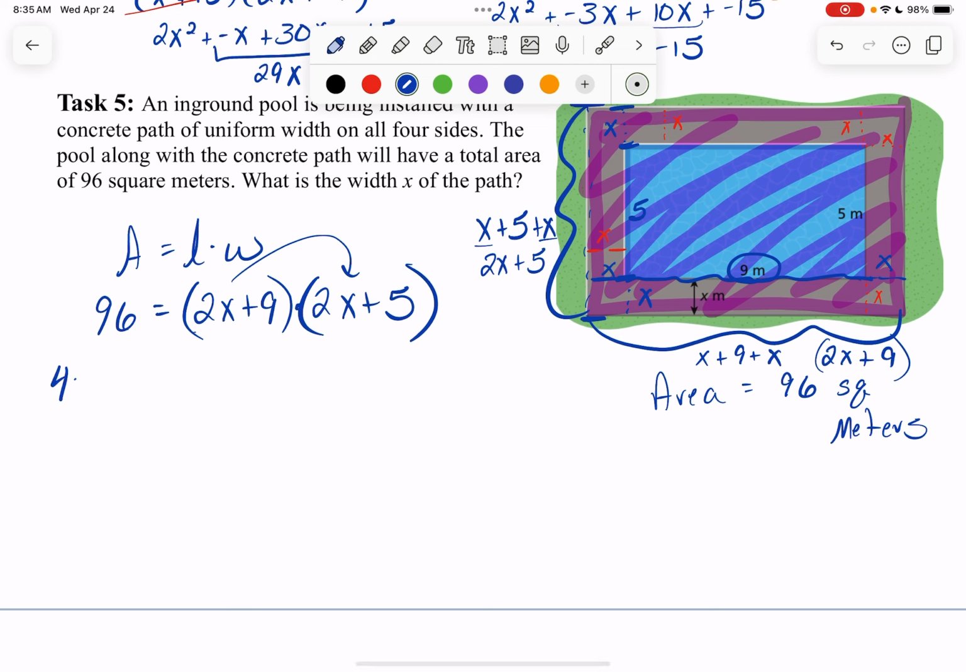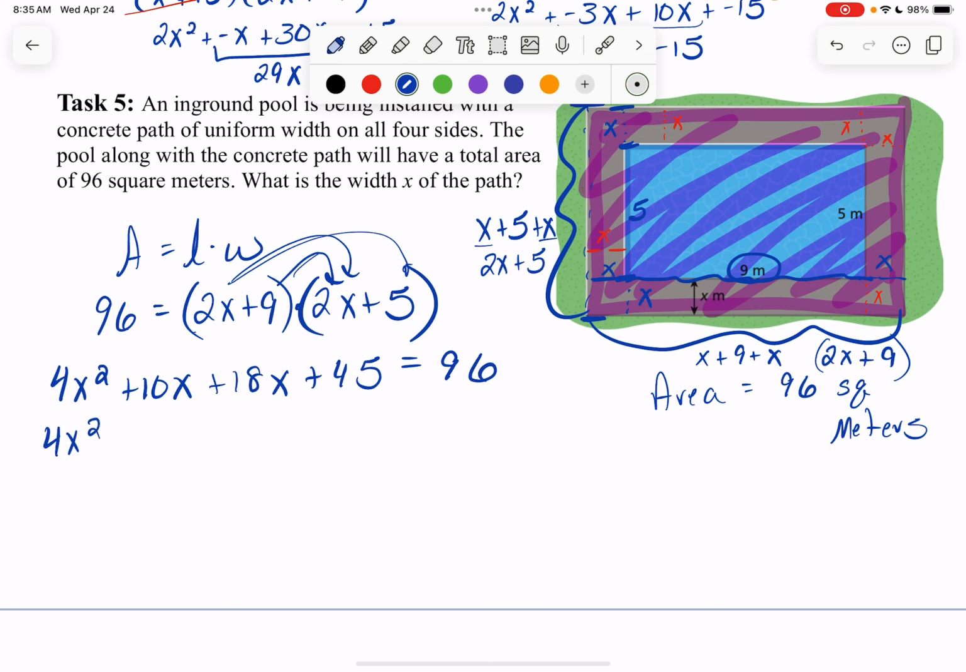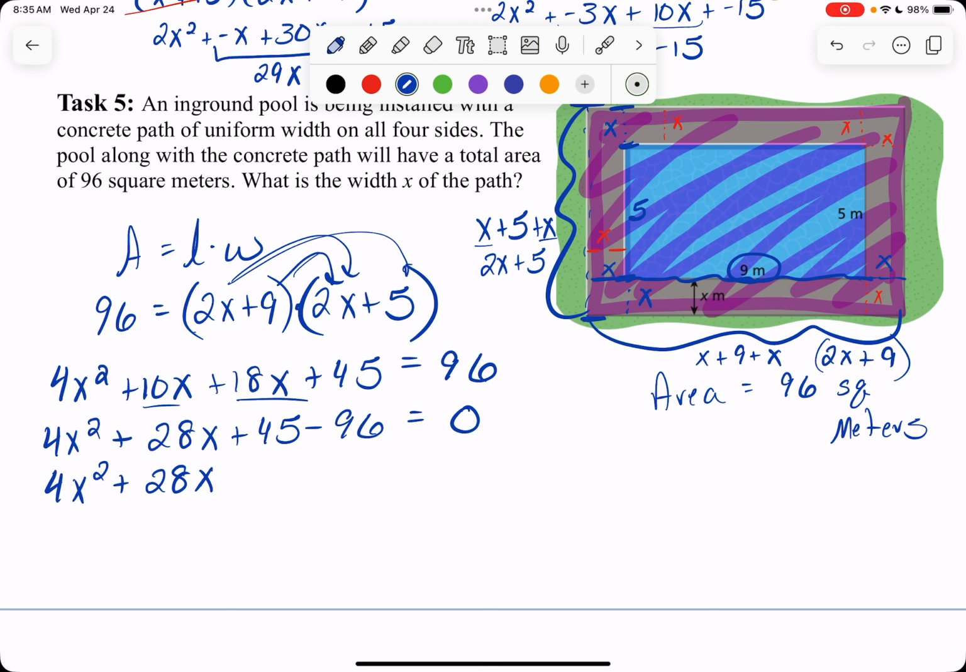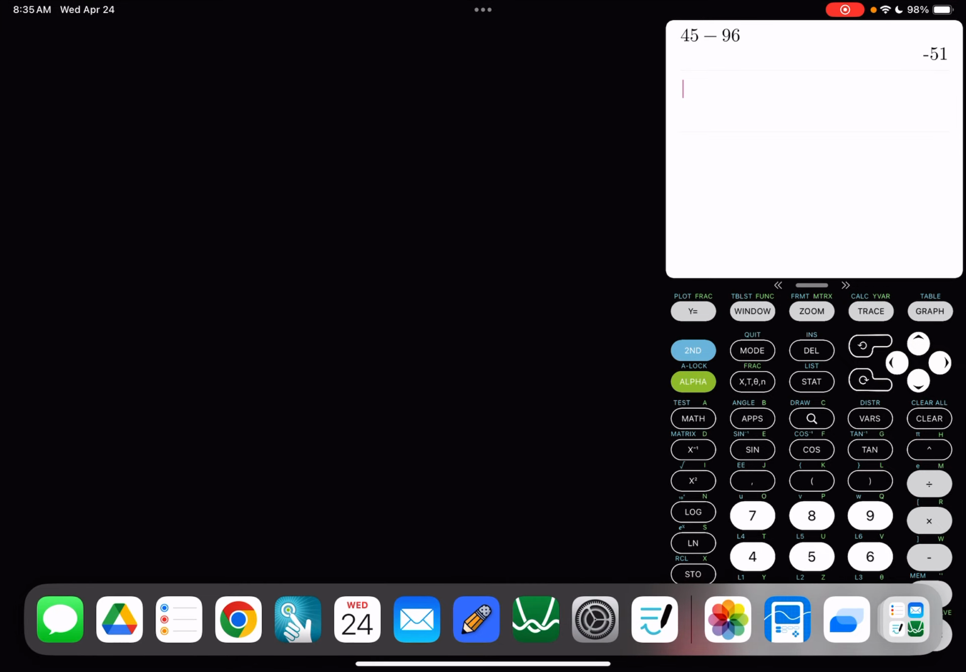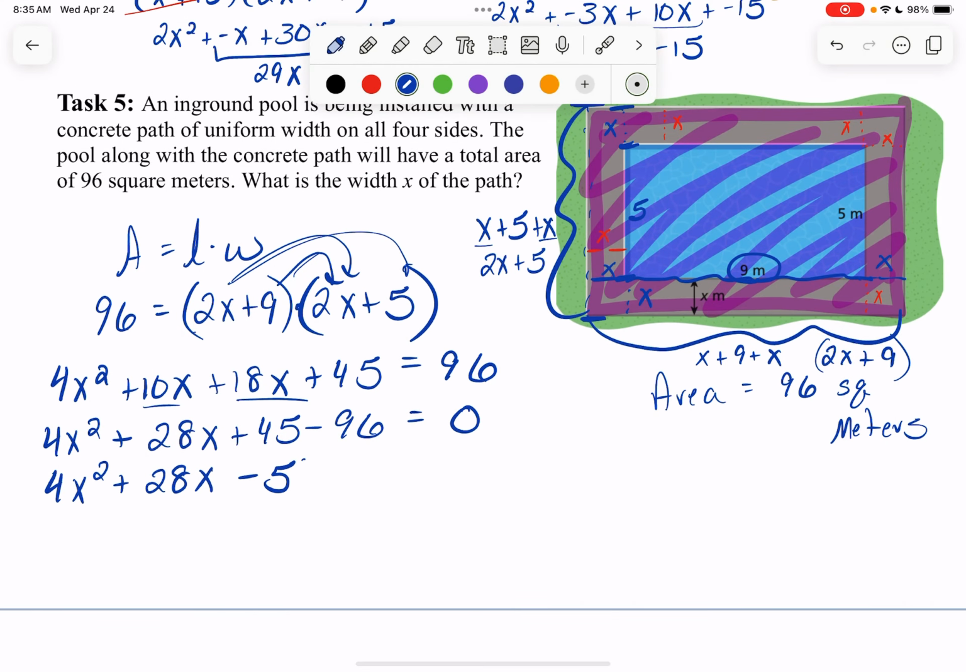2x times 2x, 4x to the second. 2x times 5 is 10x. 9 times 2x is 18x. 9 times 5 is plus 45. And that's going to equal 96. Let's put together like terms. 10x plus 18x is 28x, plus 45, and we're going to subtract the 96 to the other side. So 4x to the second plus 28x. We have a 45. We're going to subtract 96. 45 minus 96 is negative 51, equals 0. So now I'm going to solve this.